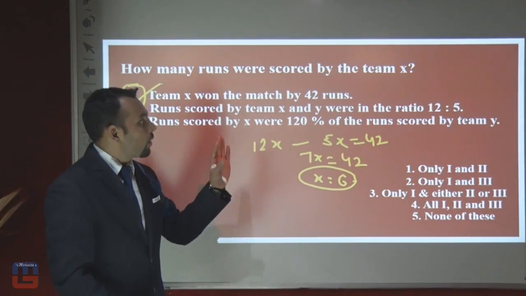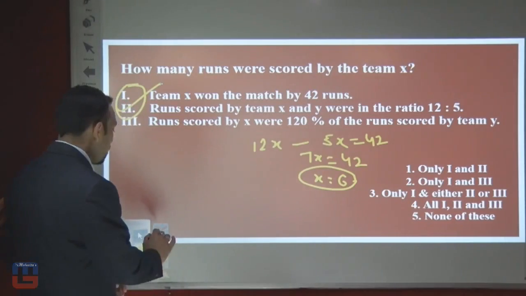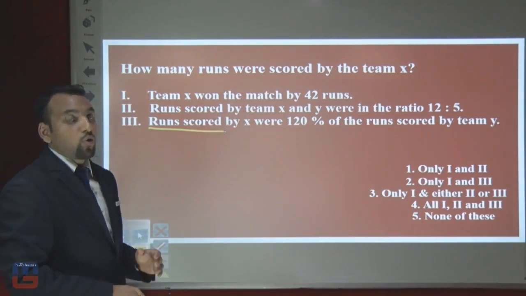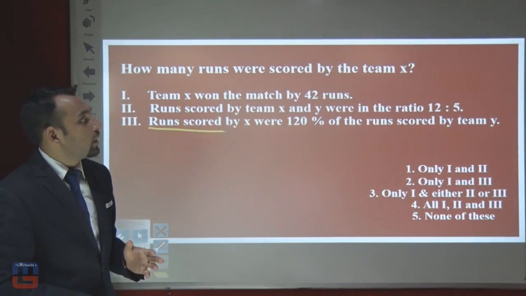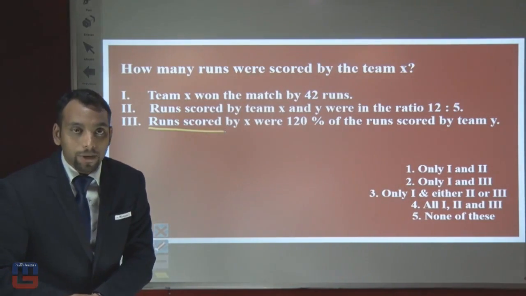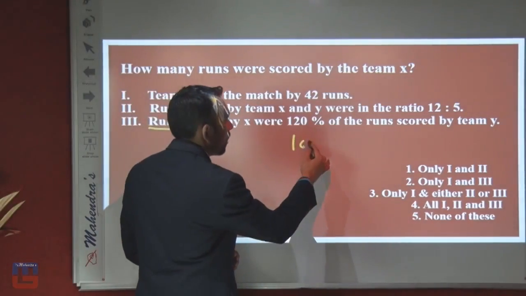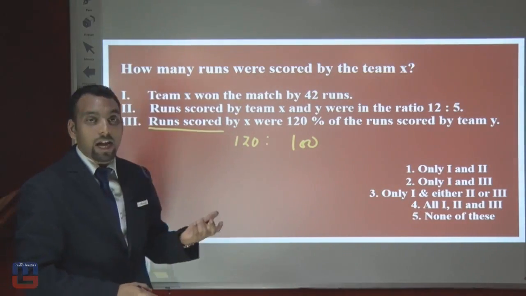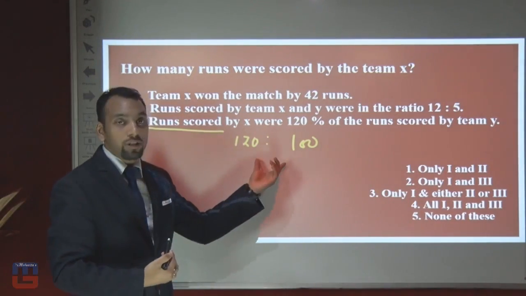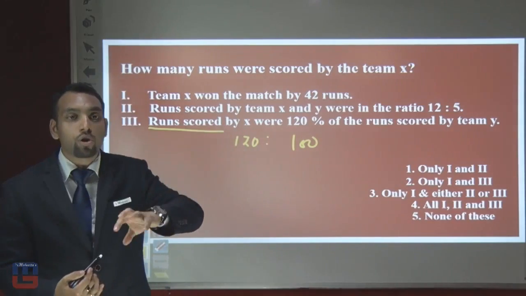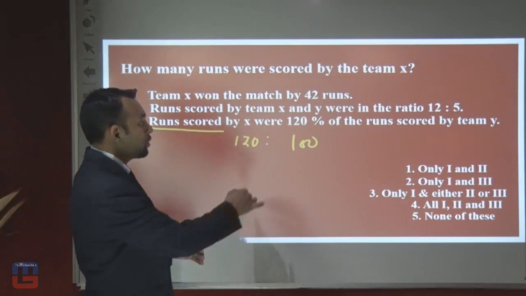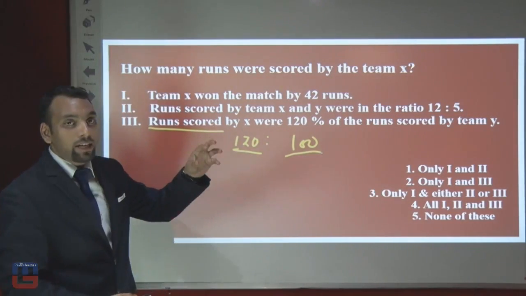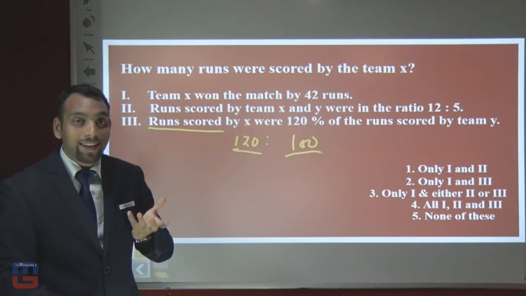Now, if we talk about the third statement, it says runs scored by X were 120% of the runs scored by team Y. Now, if team Y scored 100%, then X will score 120. So here we have another piece of information about the ratio. In this statement we can also draw the ratio: 120 to 100. So this statement also gives the information.